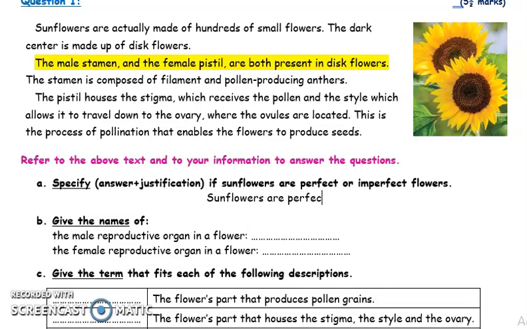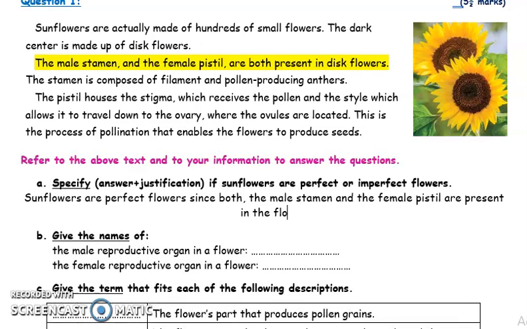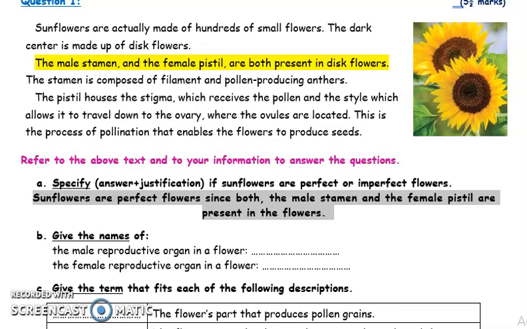So sunflowers are perfect flowers since both the male stamen and the female pistil, the male organ and the female organ, are present in the flowers. When both parts are present in the flowers, we say that these are perfect flowers. When a flower shows the male stamen only or the female pistil only, we say that these are imperfect flowers.